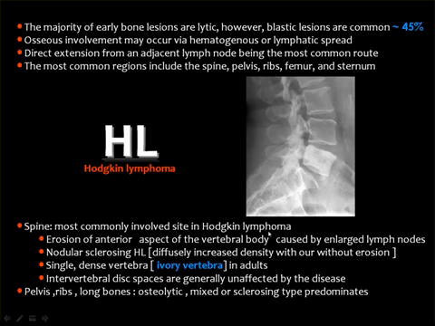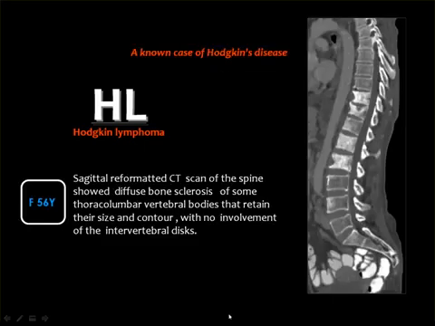Then these are the appearance in the spine, erosion of the anterior aspect of the vertebra due to impression or affection of the bone by the adjacent affected lymph nodes. Then the nodular sclerosing Hodgkin lymphoma is diffuse increased density with or without erosion. Ivory vertebra is a single or solitary dense vertebra. The intervertebral discs are, of course, not affected.